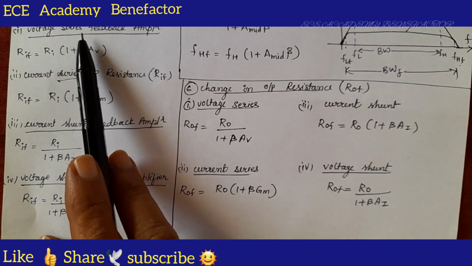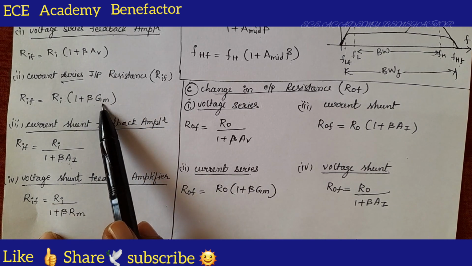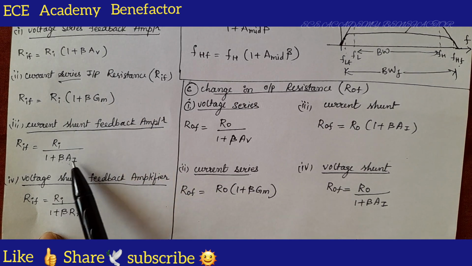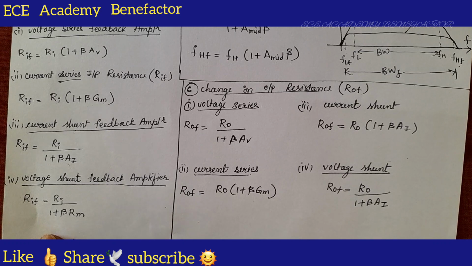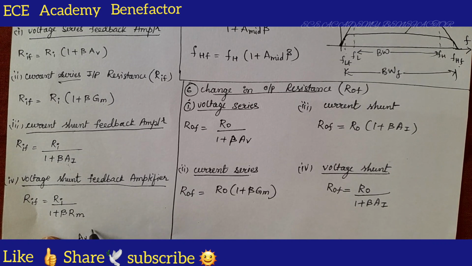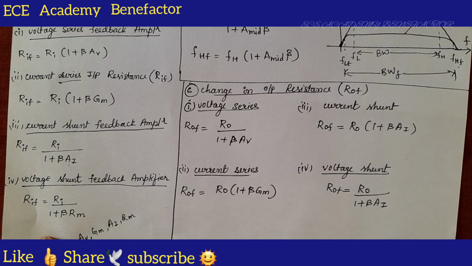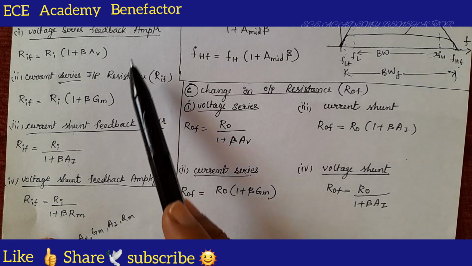Okay. So for voltage series the gain is AV. For current series the gain is GM. For current shunt AI and for voltage shunt RM. Okay, so the gains are AV, GM, AI and RM. So it is easy to remember, na?